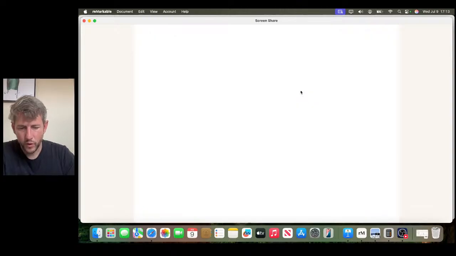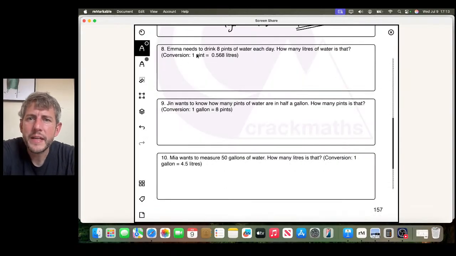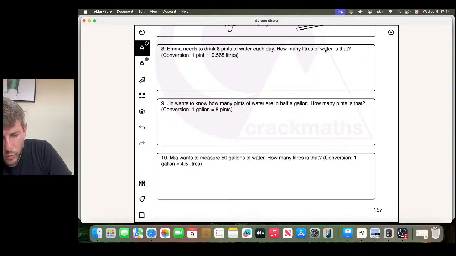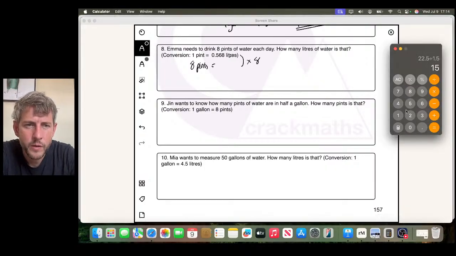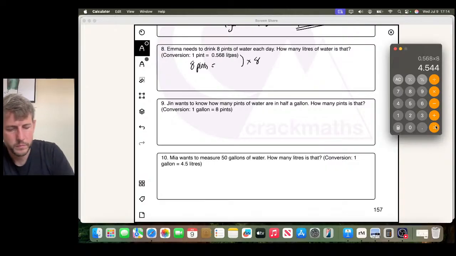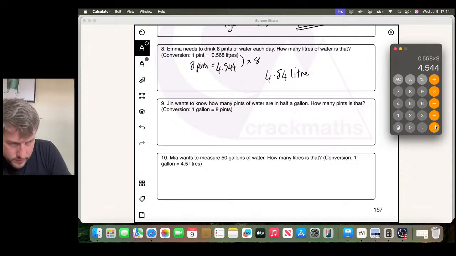Okay, right, question 8. Emma needs to drink 8 pints of water each day. How many litres is that? So 1 pint is this, so we want 8 pints. This is a nice and straightforward question. We're just going to times this by 8. Let's get the calculator out. 0.568 times 8 is 4.544, and they've said to 2 decimal places, so we'll call it 4.54 litres. Here we go.